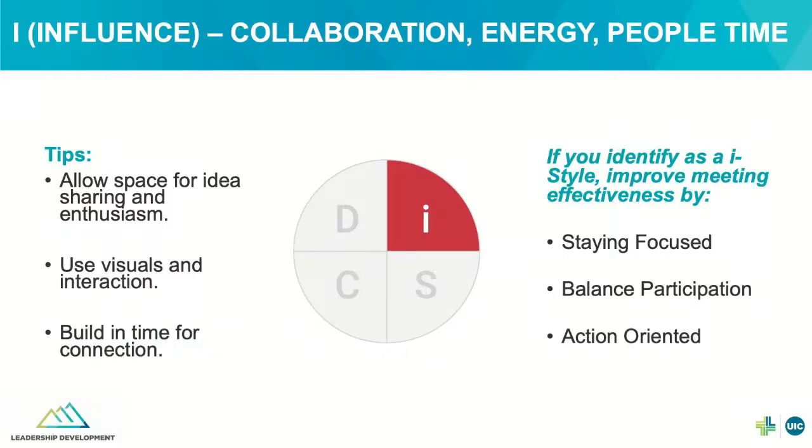Next is the I for influence. We know collaboration, energy, and people time. While creativity and enthusiasm are great, staying on track with the meeting is important if you're an I-style person, right? It's easy to get off track. And then balanced participation. Sometimes the I style encourages others to participate, but we have to be mindful of not dominating the conversation and getting off topic. You can also improve by ensuring that meetings end with clear action items.